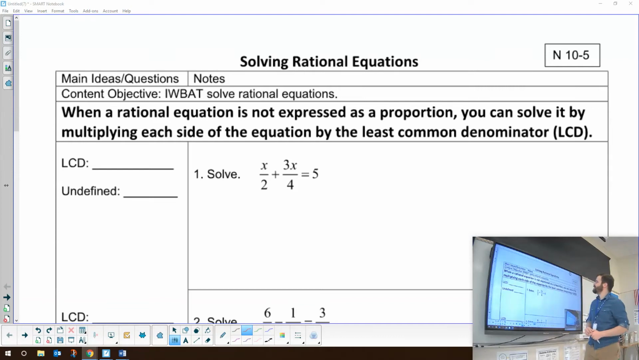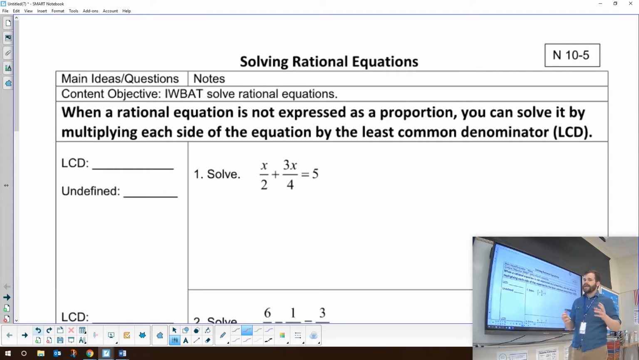Hey guys, today we're talking about solving rational equations, which is super exciting because it allows us to solve for an actual answer for x, because we have an equal sign. That equal sign is going to allow us to solve for an actual answer for x. So instead of just adding my two fractions together and getting a fraction as an answer, we actually get an x equals something.